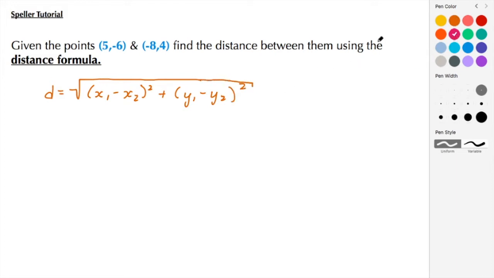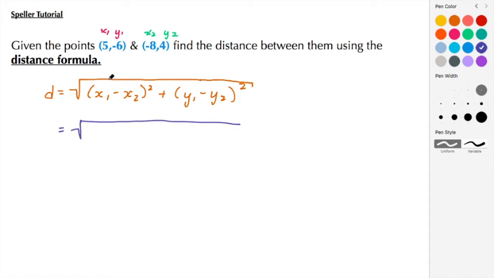In this particular problem, let's go ahead and label the x sub 1 and x sub 2. So the 5 is x sub 1, the -6 is y sub 1, and then the -8 is x sub 2, and the 4 is y sub 2. Alright, now let's just substitute these values in.